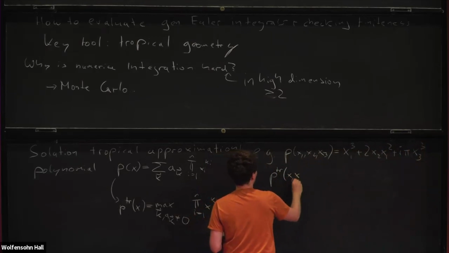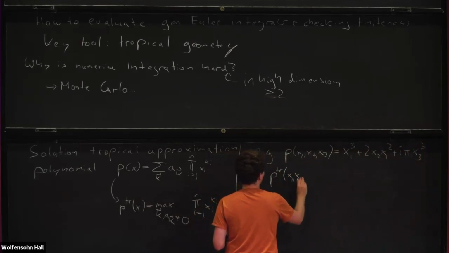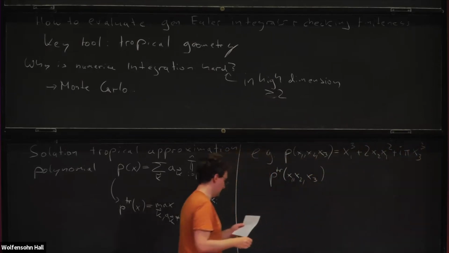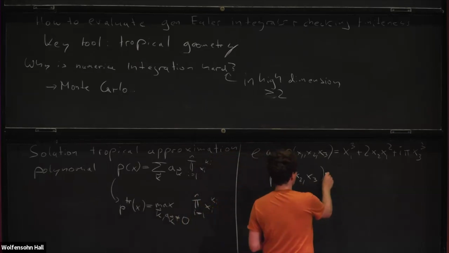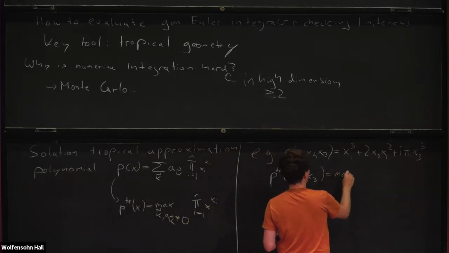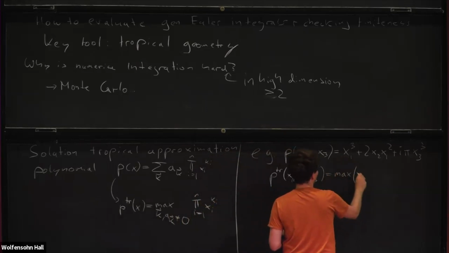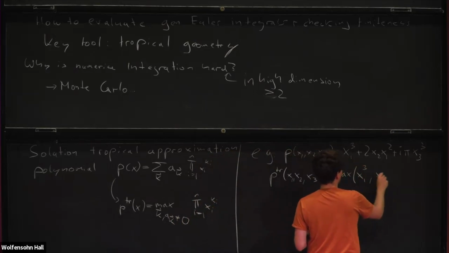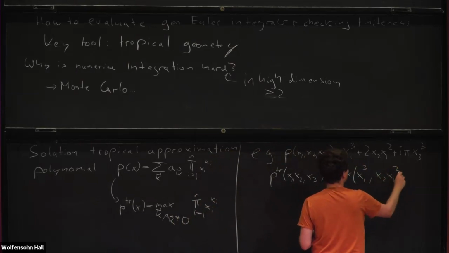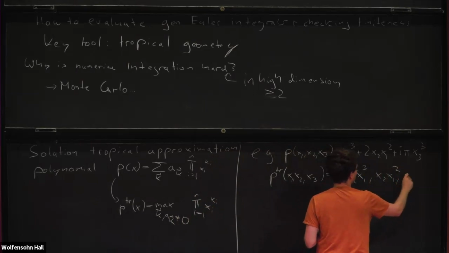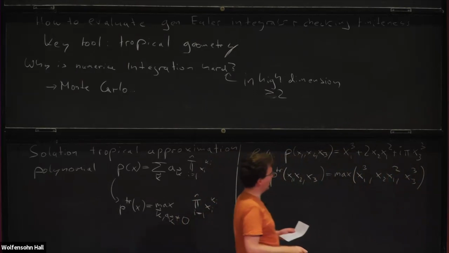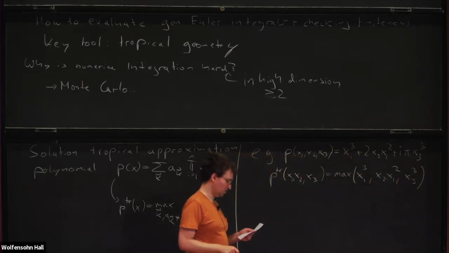of the same variables is just the function that maximizes the respective monomials. So we have the maximum of x1 cubed, x2, x1 squared, and then x3 cubed. So we forget about the value of the coefficients.